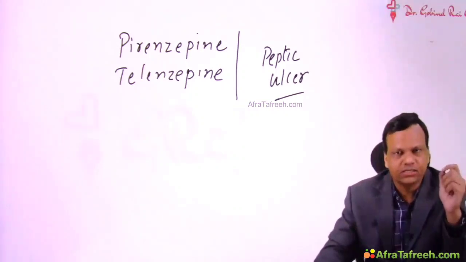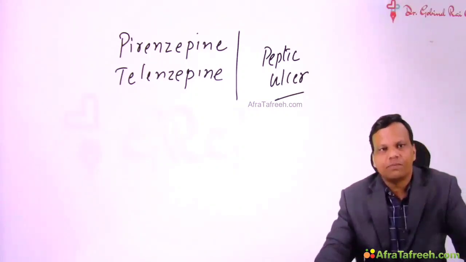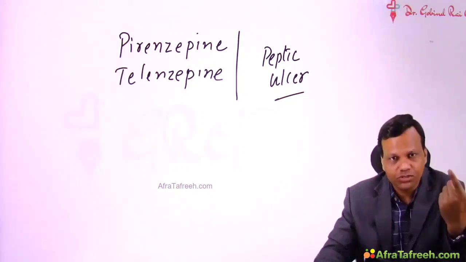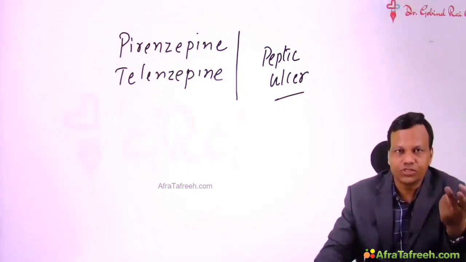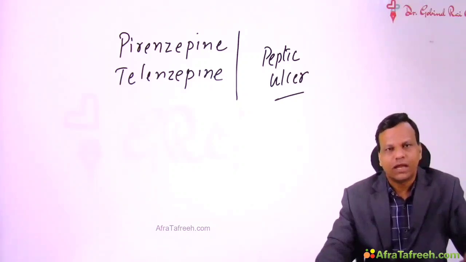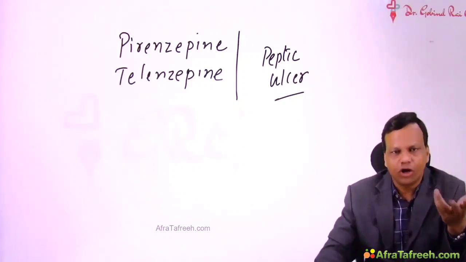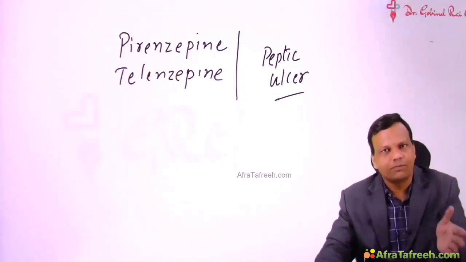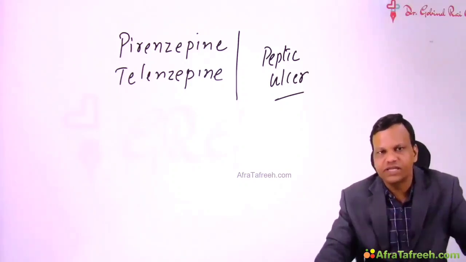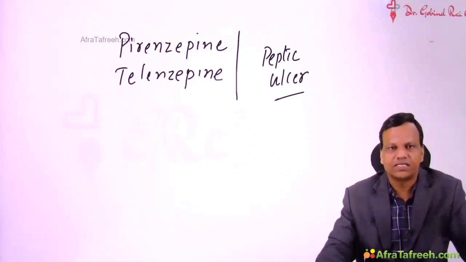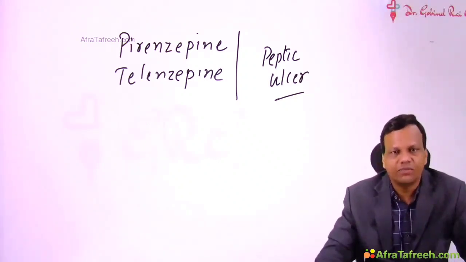But the question is, can we use atropine for peptic ulcer? There are two questions. First question, can it be used, and second question, will it be used. Yes, the answer to both is no. Atropine we will not use. This is obvious because atropine not only blocks M1 but also blocks M2 and M3. So that will cause a lot of side effects. Atropine is rather avoided in peptic ulcer, or we can say it is contraindicated in peptic ulcer.